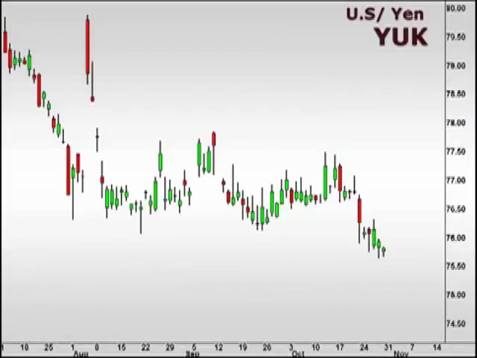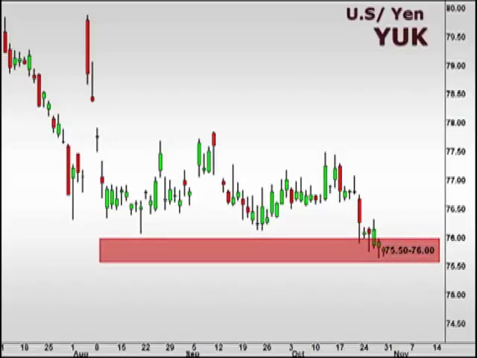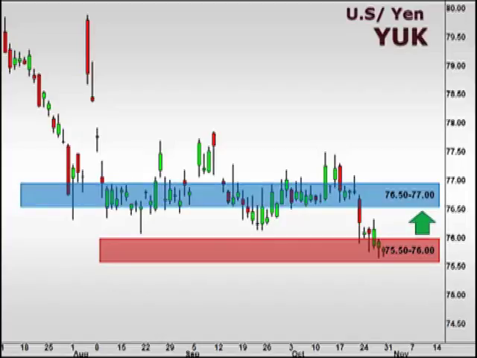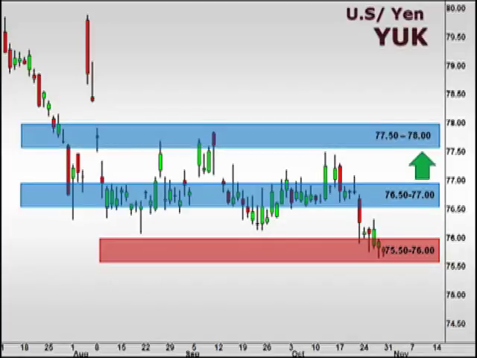Let's take a look at the YUK, the US versus the Japanese yen. Well, the YUK spent most of last week consolidating within the 75.5-76 focal zone. A break above 76 should yield a test of the 76.5-77 focal zone, with a bigger picture resistance hovering at 78.